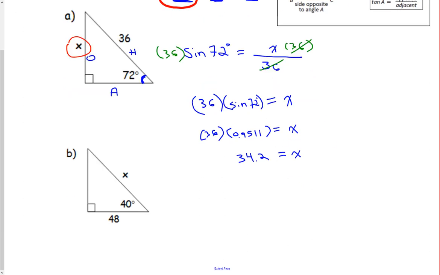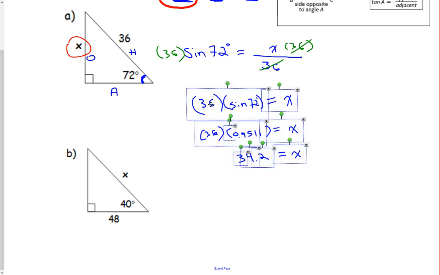Okay, I'm going to move this around a little bit so I can jump in on this next one.